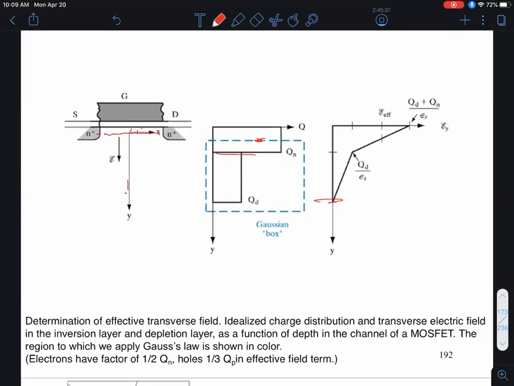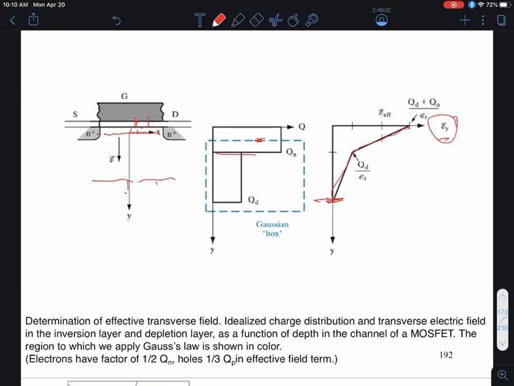The electric field goes to 0 once you go up beyond the depletion region. So this is the plot of this transverse field, EY, as a function of depth Y. At the surface, you have the highest field, and then once you go past this depletion region, the field goes to 0. But in between, if we do the math, you'll see it varies linearly with 2 different slopes. The question, of course, is why?